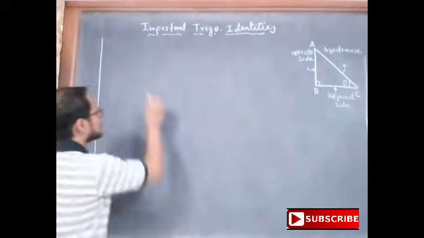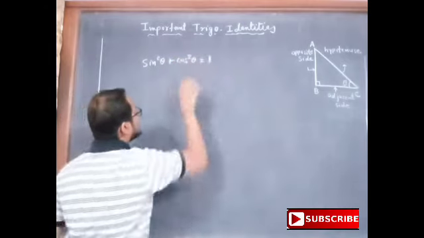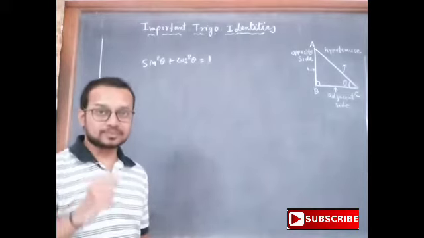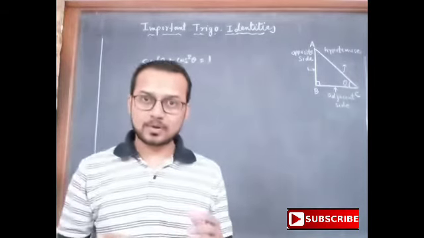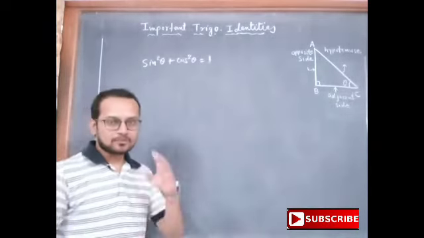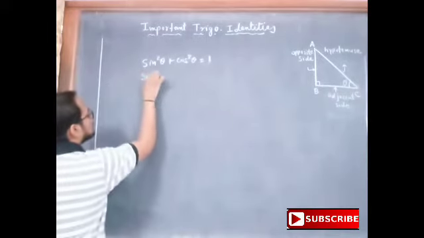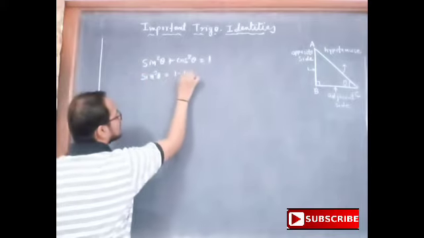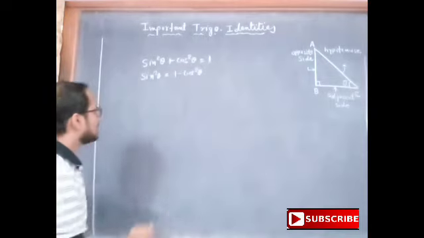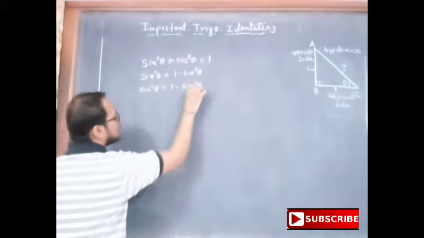The first identity is sin square theta plus cos square theta equals 1. In trigonometry, for any measure of angle theta, the square of sine plus the square of cos gives us 1. So sin square theta plus cos square theta equals 1. From this identity, we get some other relations: sin square theta equals 1 minus cos square theta. The other relation we can get is cos square theta equals 1 minus sin square theta.